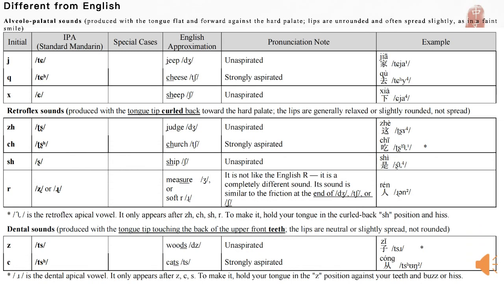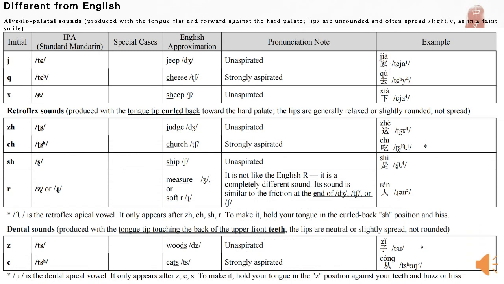The next group is retroflex sounds. They are produced with the tongue tip curled back towards the hard palate. The lips are generally relaxed or slightly rounded, not spread. Zh, ch, sh, r. The initial zh is unaspirated, for example, zh. Initial ch is strongly aspirated, for example, ch. Initial sh is unaspirated, for example, sh.